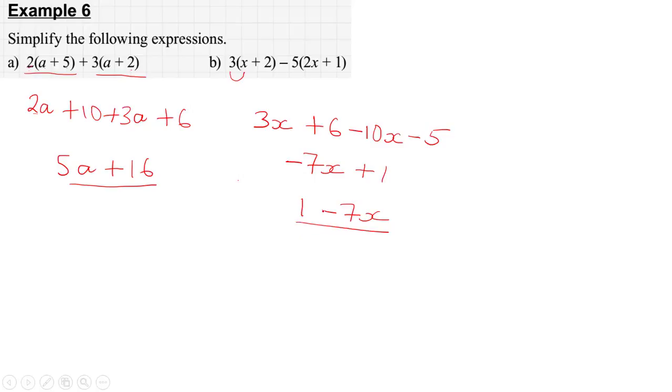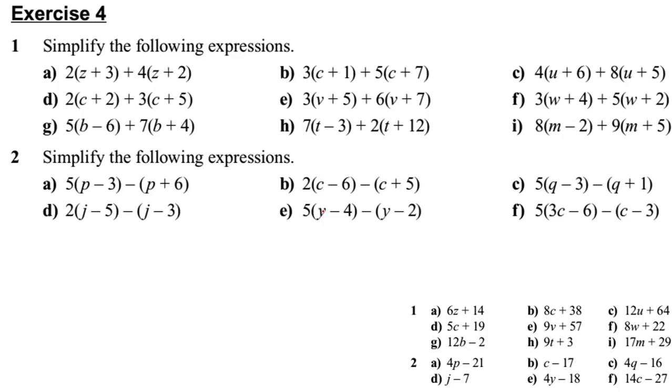Right, so pause the video quickly and try question 1 and 2, ignoring the answers at the bottom. Pause the video, try question 1 and 2, ignoring the answers at the bottom.